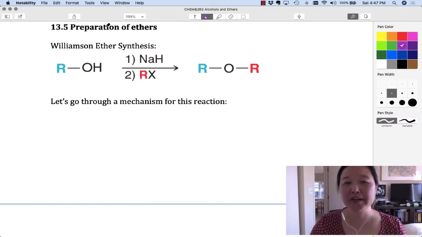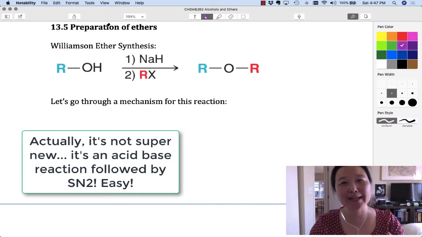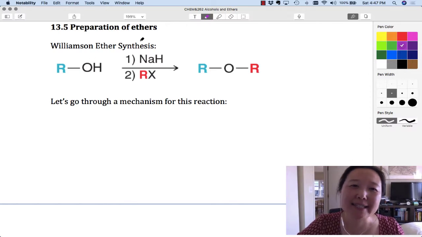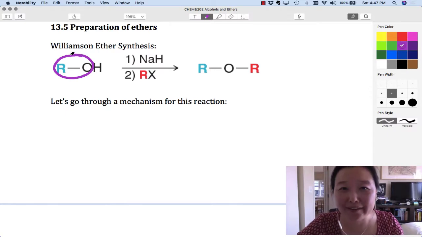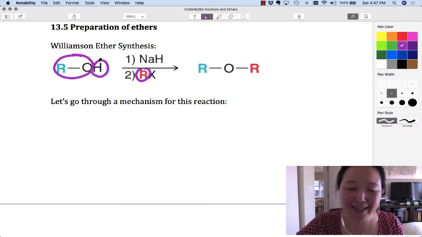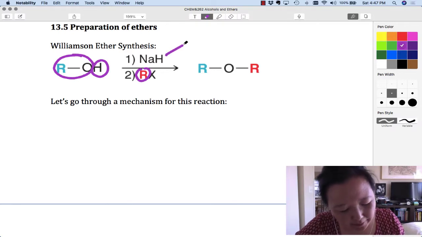This is a new reaction, so please include it in your mechanism portfolio and your reaction map. This is called Williamson ether synthesis, and it takes advantage of alcohols because you're almost there, right? This is half of an ether. Then you just need another R group, which we're going to have right here. So to get this going, we need to get rid of this H first. So we do that with a strong base.